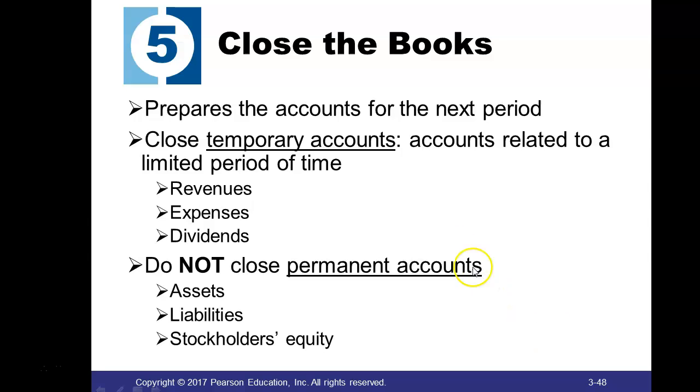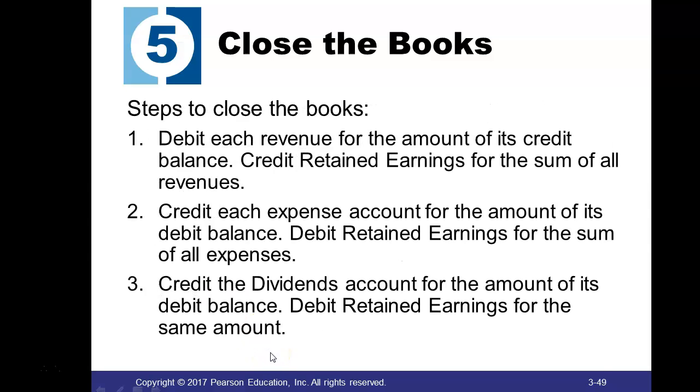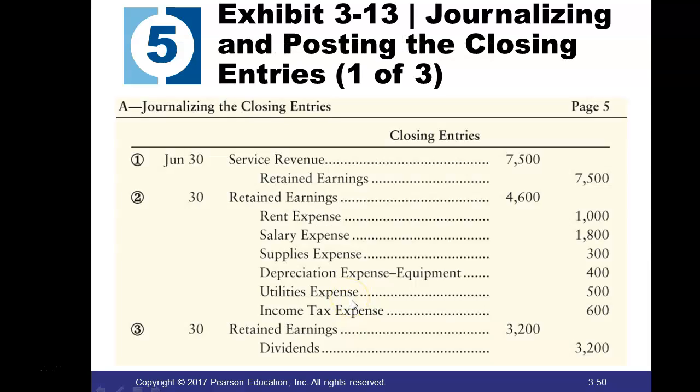So now we need to close our books. Again, temporary accounts. These are accounts that have only one period worth of transactions, and that's going to be our revenues, expenses, and our dividends. Permanent accounts, which have many years of data, are not closed, and they are our asset accounts, our liabilities, and our equity. So we want to clear or zero out our revenues, and we want to clear or zero out our debit balances and our expenses, and we want to clear or zero out our dividends. And here's an example how to do that.